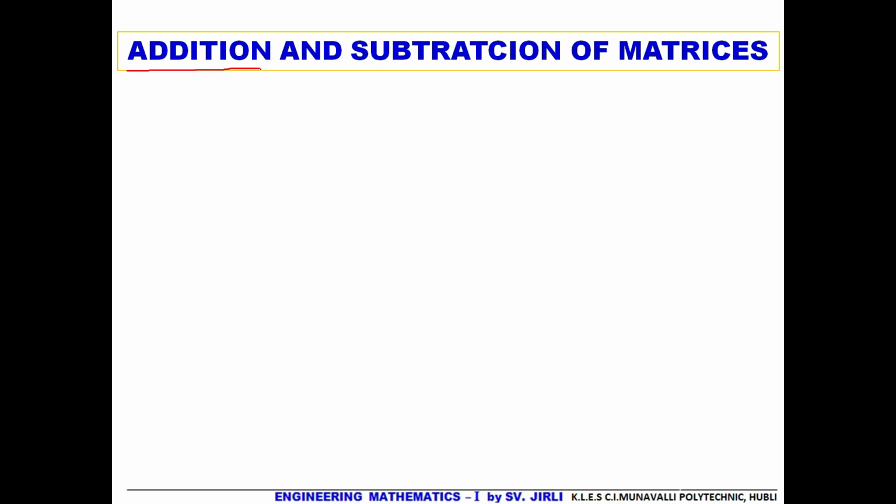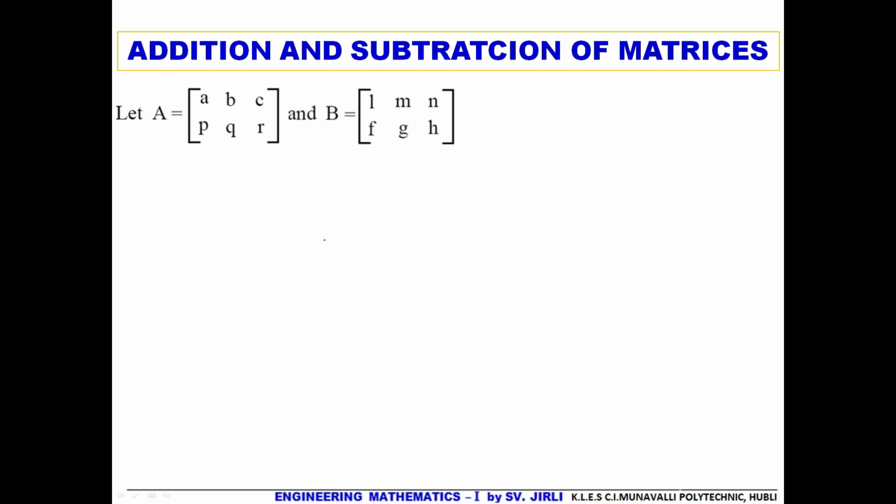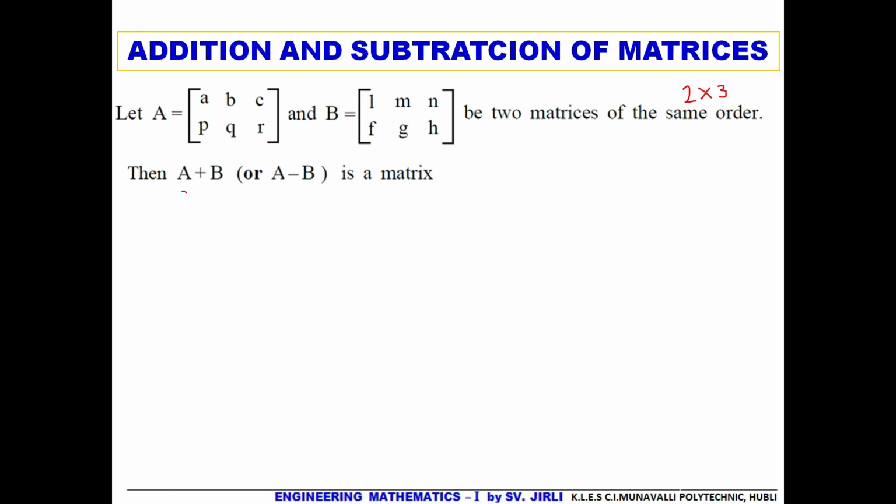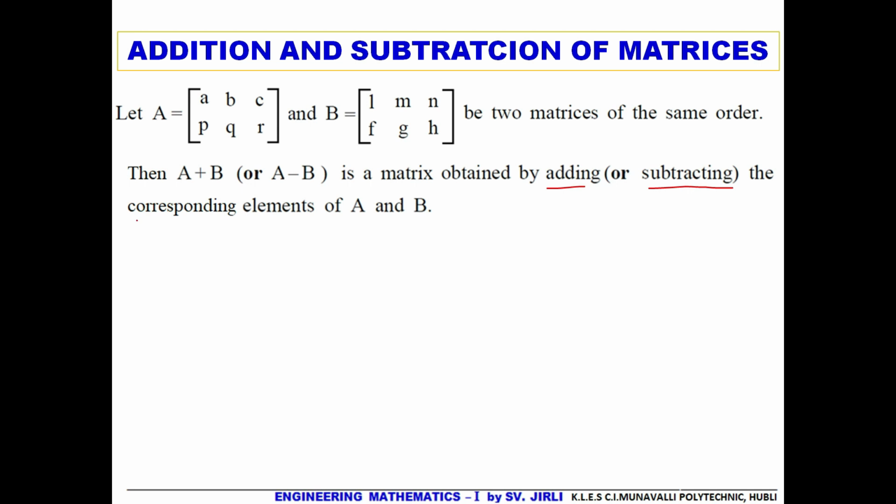Here we study addition and subtraction of matrices. We can add or subtract matrices only when the orders are the same. Let us see. Here we see A and B are two matrices of the same order, 2 rows, 3 columns. Then how to get A plus B or A minus B? A plus B or A minus B is also a matrix obtained by adding or subtracting the corresponding elements of A and B.